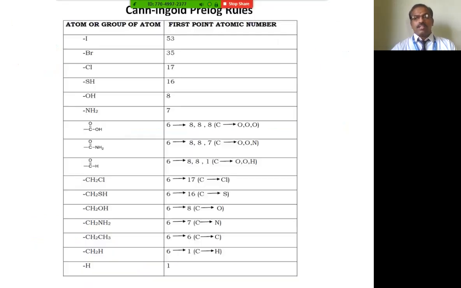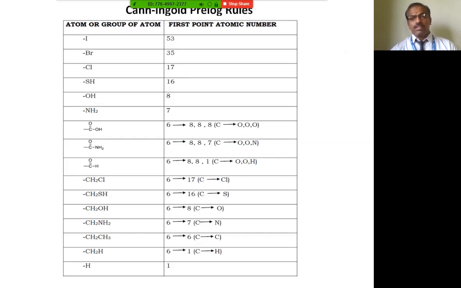Now we'll start with the basic principle behind the prioritization. Okay, what is that? The Cahn-Ingold-Prelog rule. So how are you going to prioritize the atoms or functional groups present around the chiral center? Is that very simple? You just see the slide. From this you can locate which one is going to come as a higher priority.